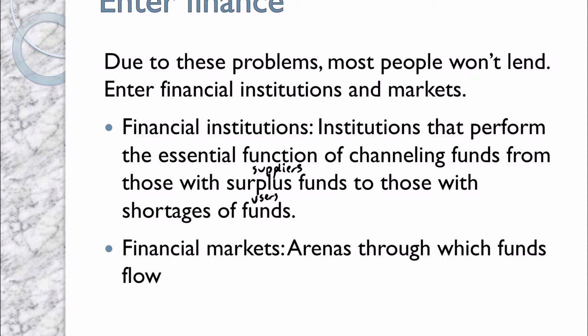Enter financial markets. Financial markets are arenas through which these funds flow. There are different characteristics and different types of financial markets. You have primary, secondary, you have the New York Stock Exchange as an example, you have money markets, capital markets. We'll go into a lot more detail on the different characteristics and types of financial markets as we progress through this first unit. But the first thing to see is that financial markets are differentiated by characteristics such as the maturity length of the different financial securities and instruments that are exchanged.